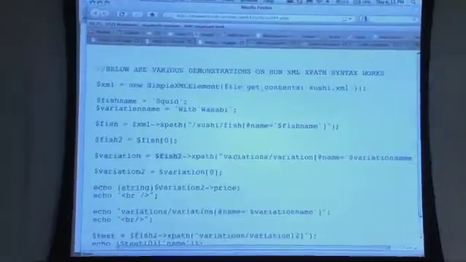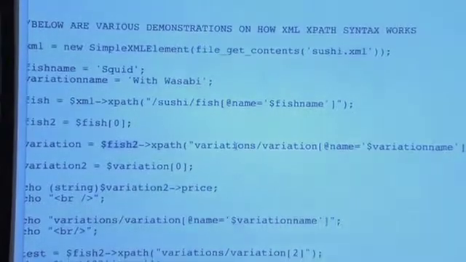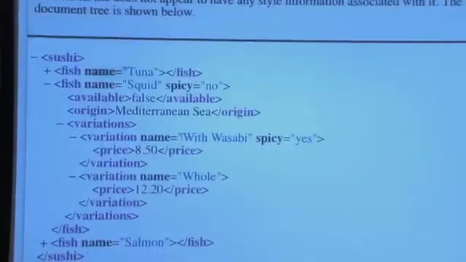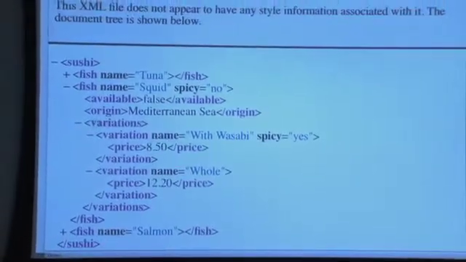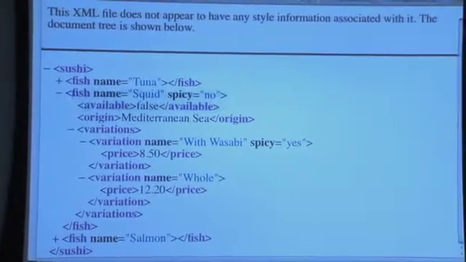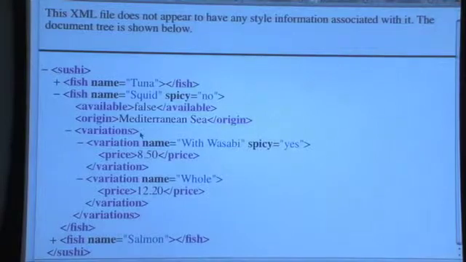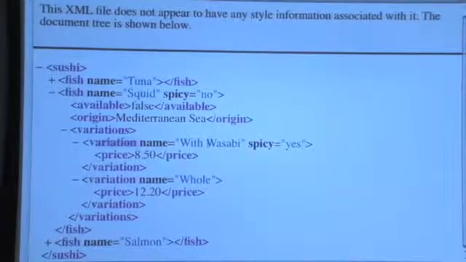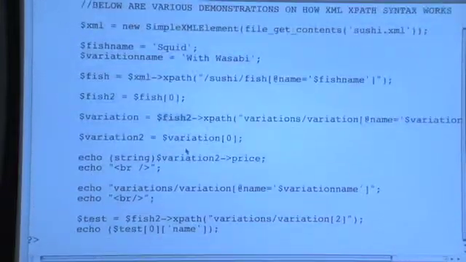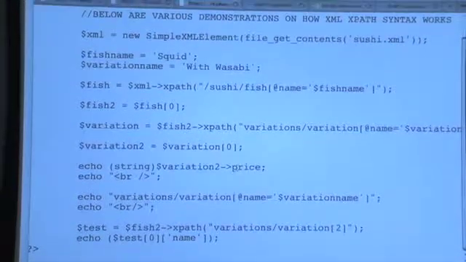So we're treating that as the XML object now. So we're saying $fish2 XPath variation/variation name. So we're querying for the variations in this file. So whatever this object is, this object/variations, right? So we're here at this point. And then variation name equals with wasabi. Does that make sense? Once it does that, it says get that variation and then convert the price to a string and print it out.